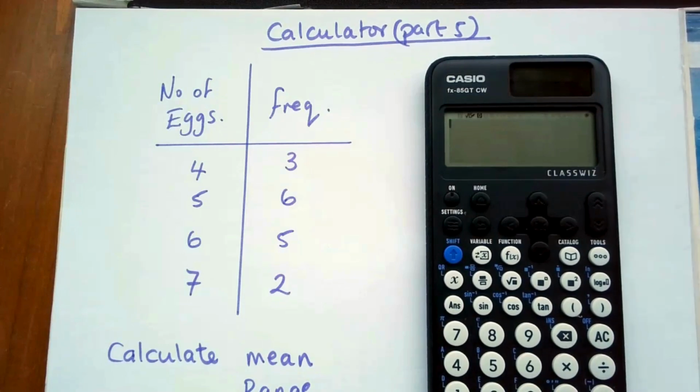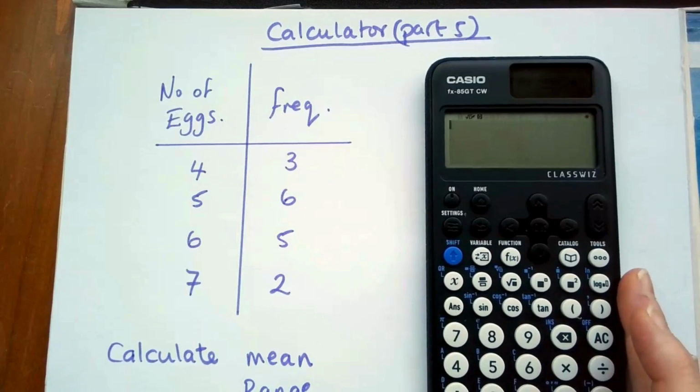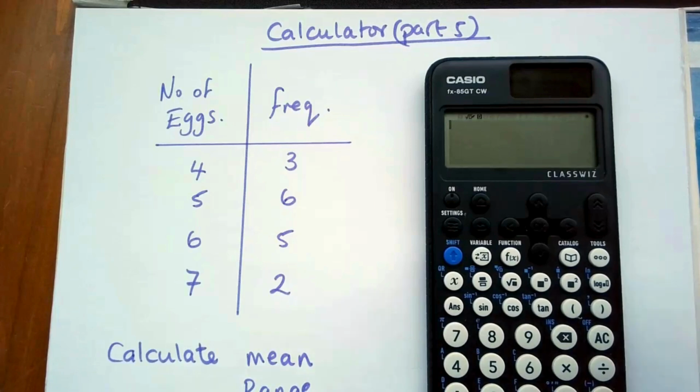So in this video what I wanted to concentrate on was statistics, and quite a big part of the Maths GCSE is working out things to do with data. So for example, mean, median, mode, range and things like that.